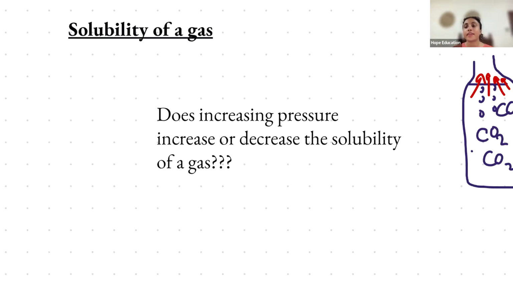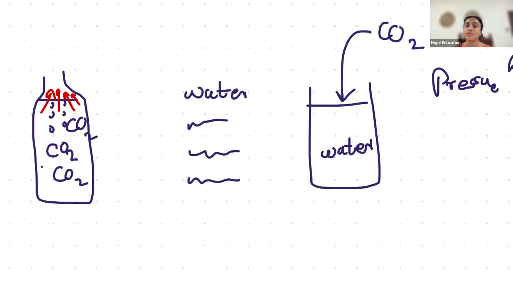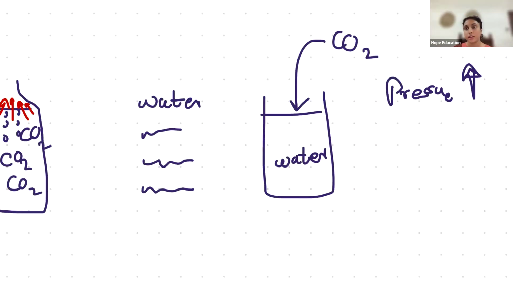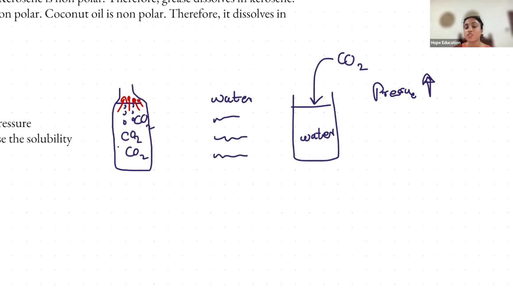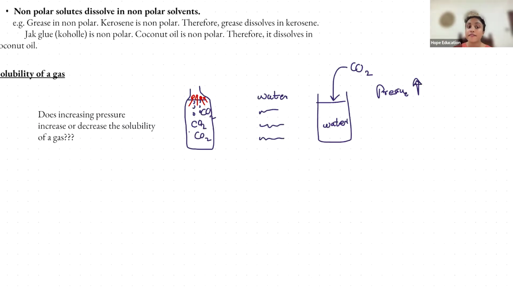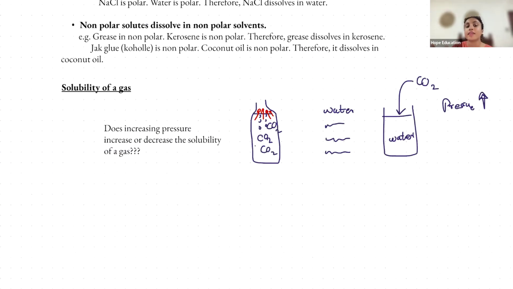Yes, it increases. Frizzy drinks in factories, how do they manufacture them? Normally carbon dioxide is only slightly soluble in water. However, how do we make sure that more carbon dioxide dissolves? We increase the pressure and we pressurize the carbon dioxide into that water. Now, pressure is one of the factors that affect solubility. How does it affect solubility? It increases the solubility of a gas.